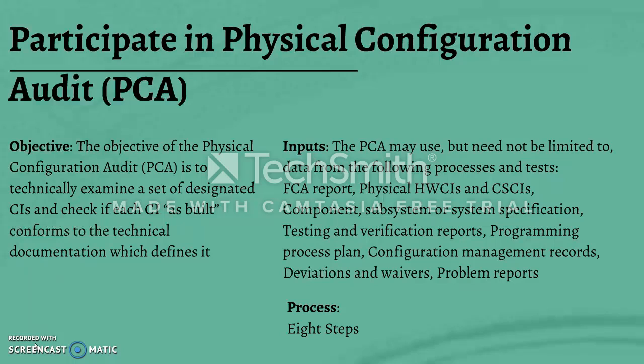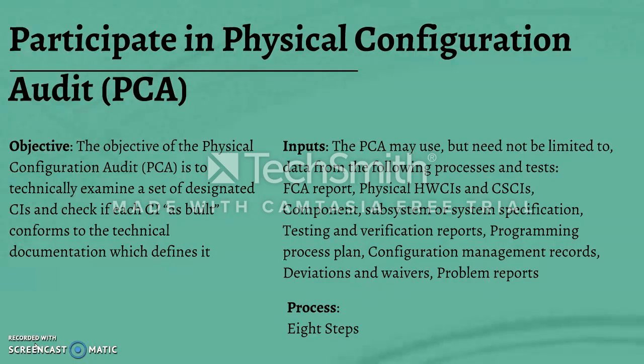The inputs the PCA may use, but is not limited to, are data from the following processes and tests: FCA report, physical HWCIs and CSCIs, components, subsystems or system specification, testing and verification reports, programming process plan, configuration management records, deviations and waivers, problem reports.